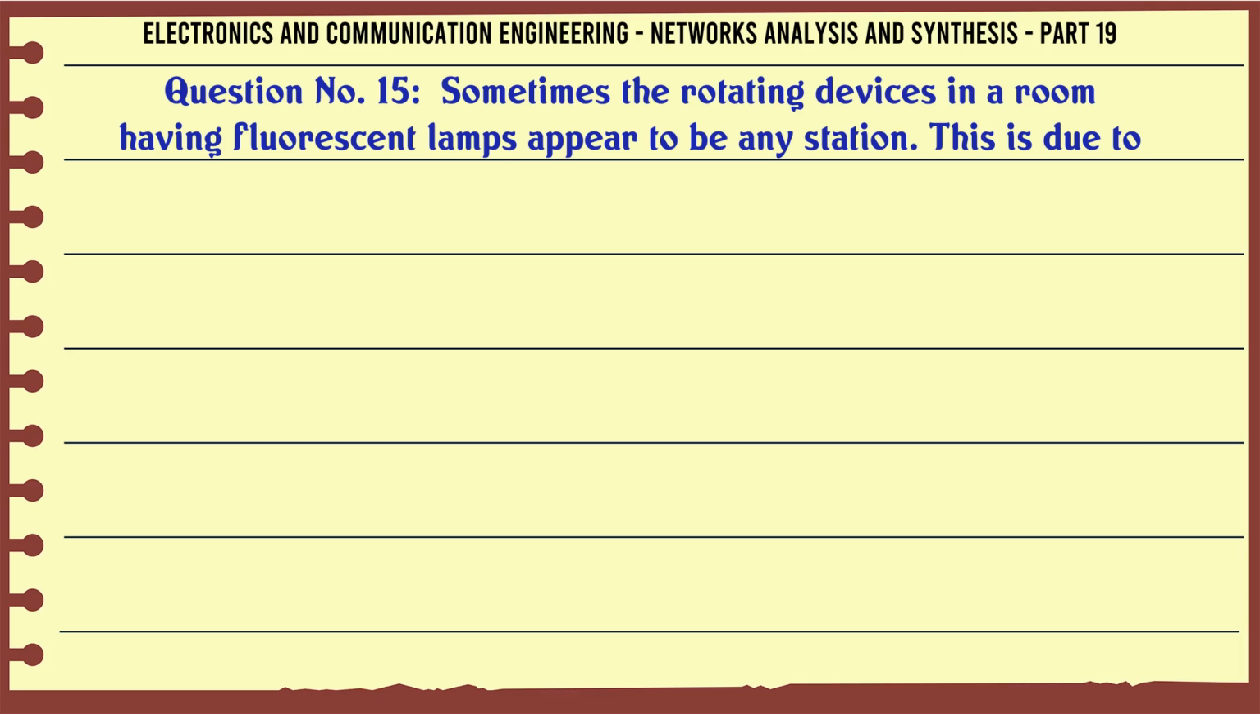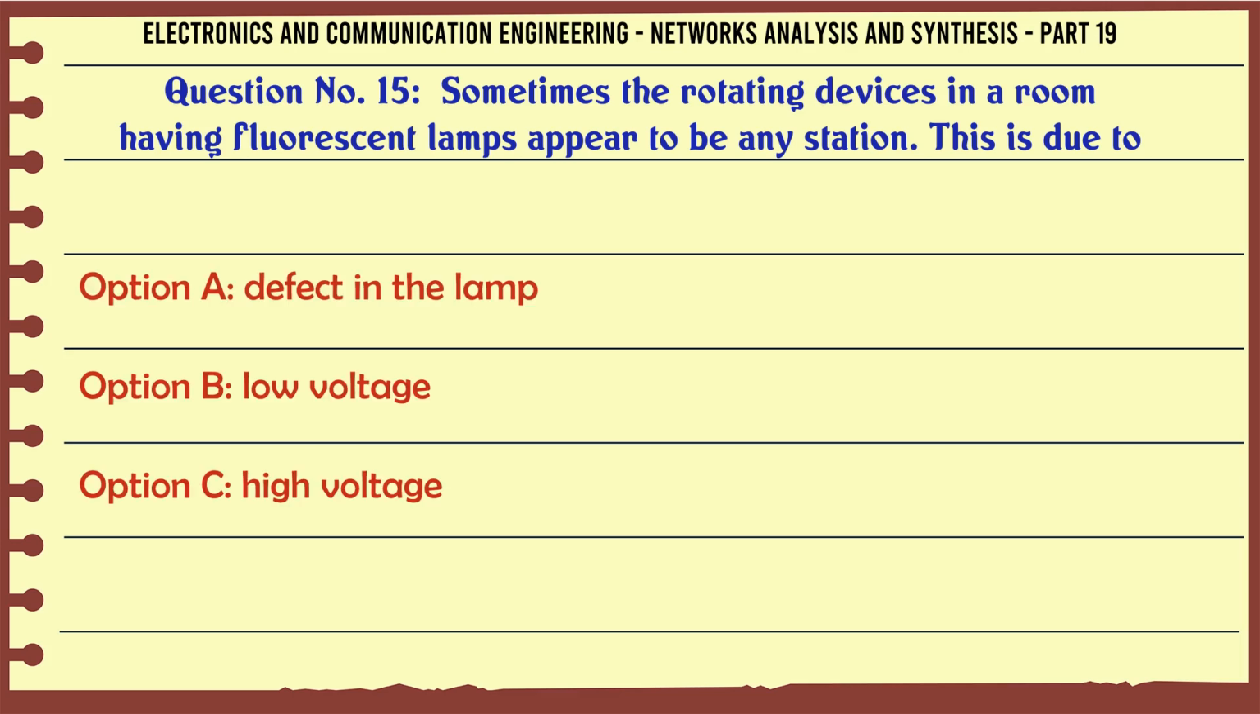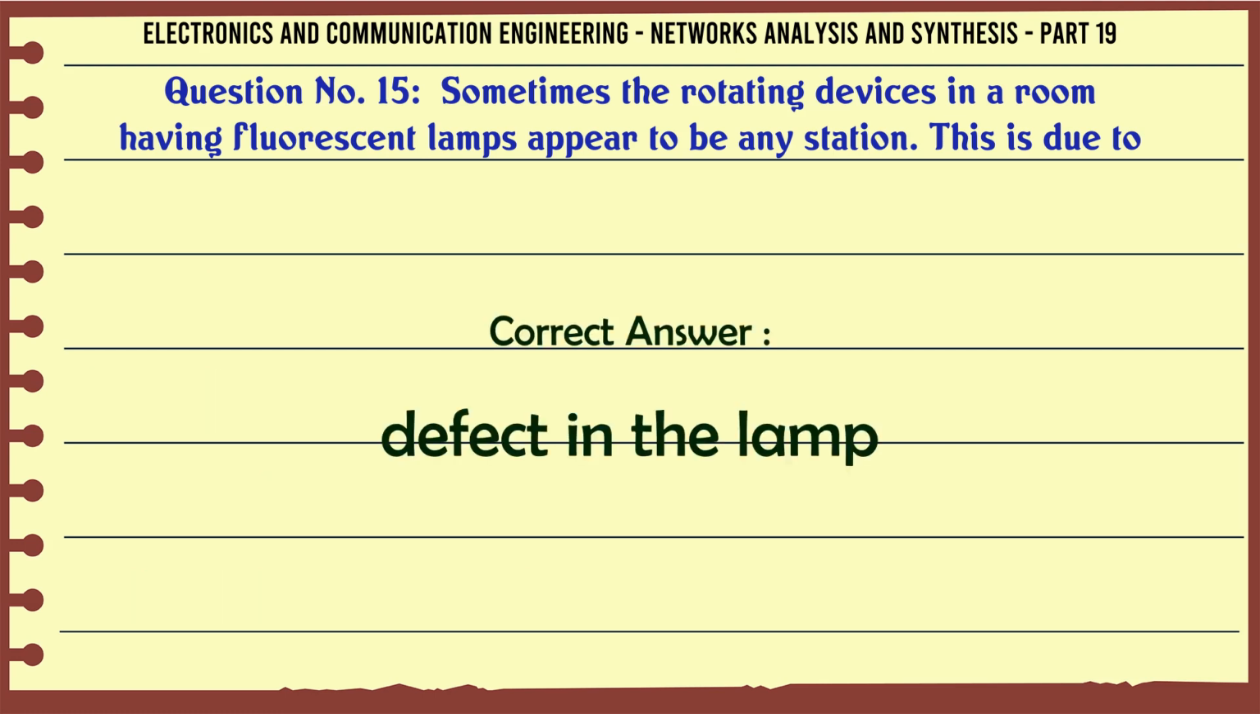Sometimes the rotating devices in a room having fluorescent lamps appear to be stationary. This is due to: A) defect in the lamp, B) low voltage, C) high voltage, D) stroboscopic effect. The correct answer is defect in the lamp.